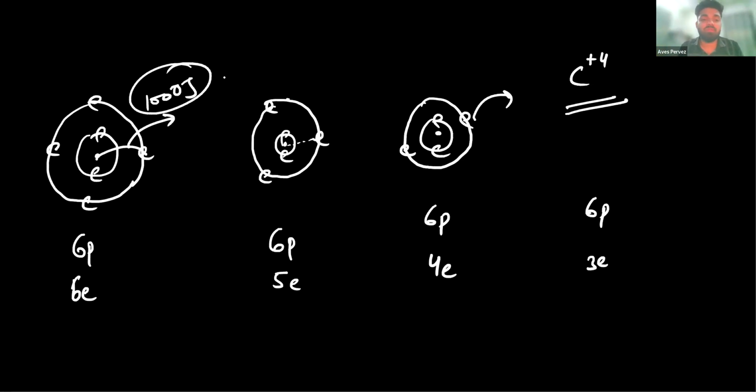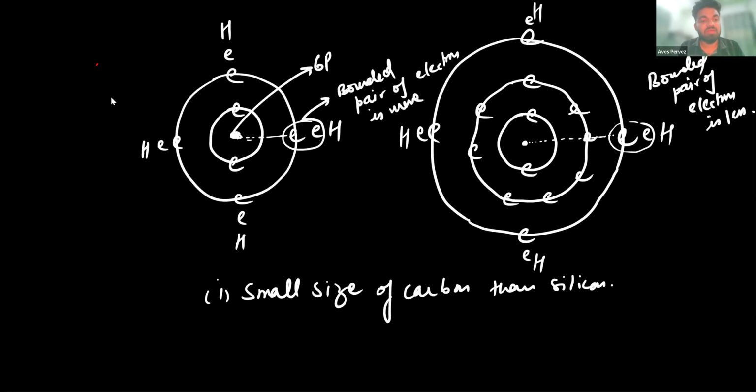So it is not practically possible. So that's why carbon never forms a C4+ ion. And similarly, if it continuously gains electrons, the size of the atom will increase.